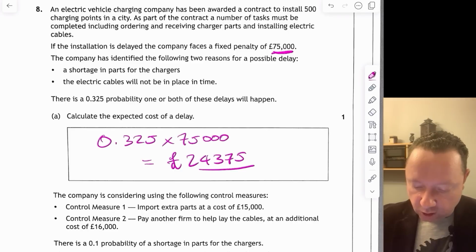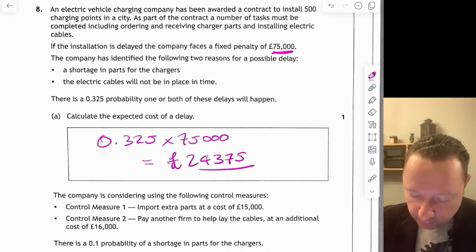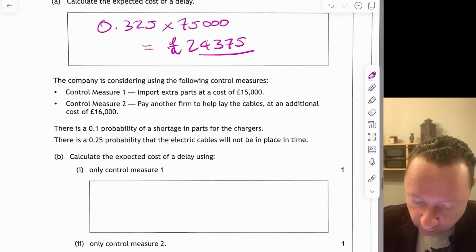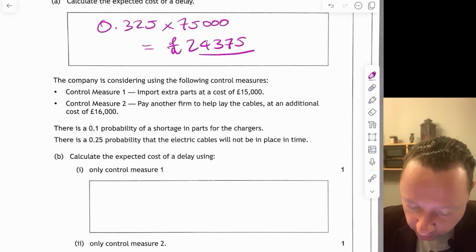The company is considering the following control measures. Control measure 1, import parts at a cost of 15,000. Control measure 2, pay a firm to lay cables at a cost of 16,000. There was a 0.1 probability of shortage in parts and a 0.25 probability electric cables will not be in place. Calculate the expected cost of a delay using only control measure 1.